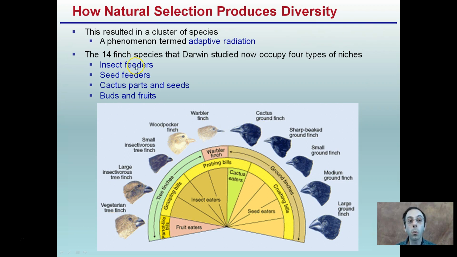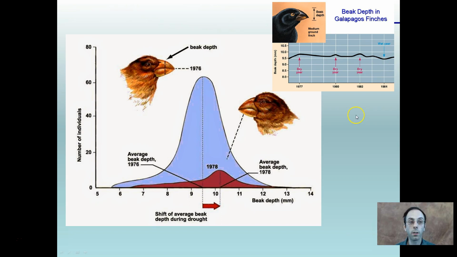The 14 finch species that Darwin studied now occupy 4 types of niches. One was insect feeders, seed feeders, cactus parts and seeds, and the others fed on buds and fruits. So we see here, it does a nice visual representation. The ground finches are for crushing bills. They are the seed eaters. They can also be classified as the cactus eaters, tough materials to eat. Probing birds, these could be ones for insect feeders. Also, those that have grasping bills could live in trees for grasping food items. So this helps explain the large diversity that has occurred.